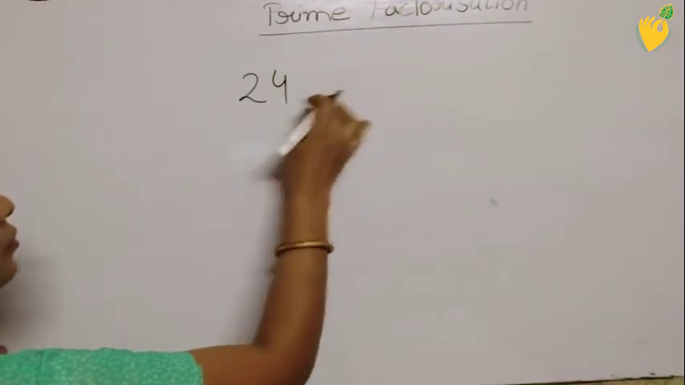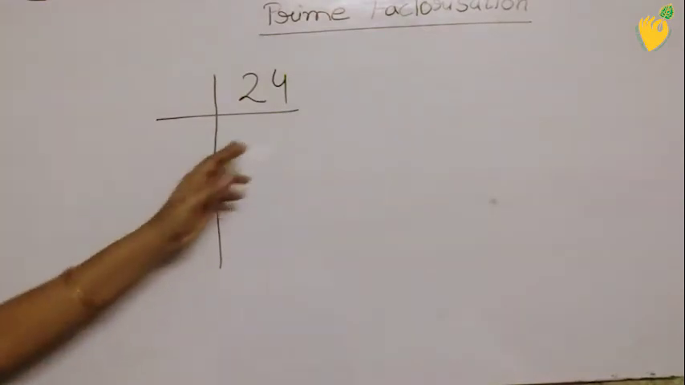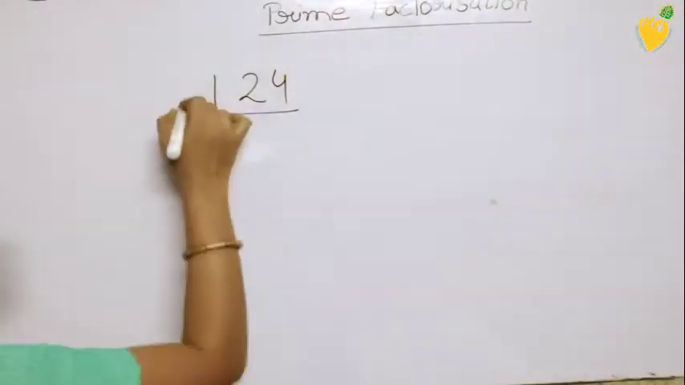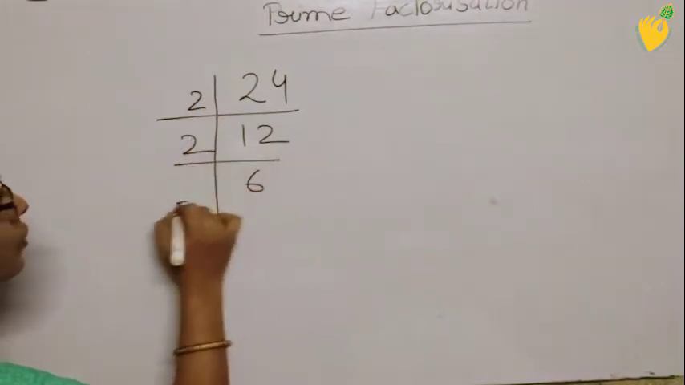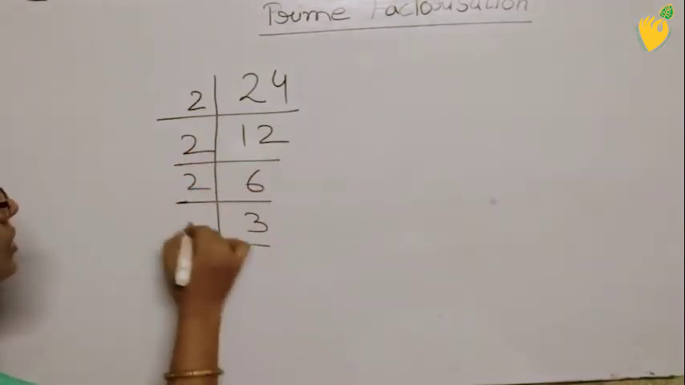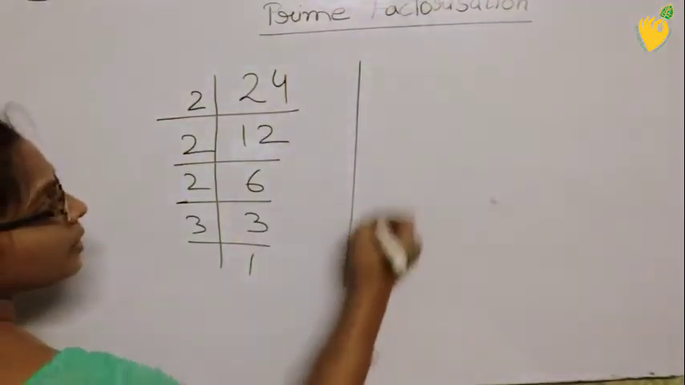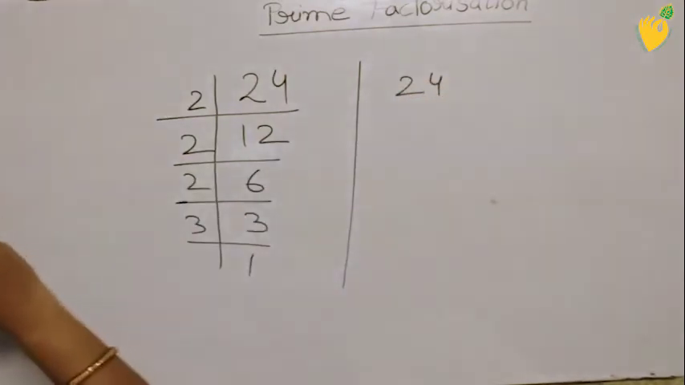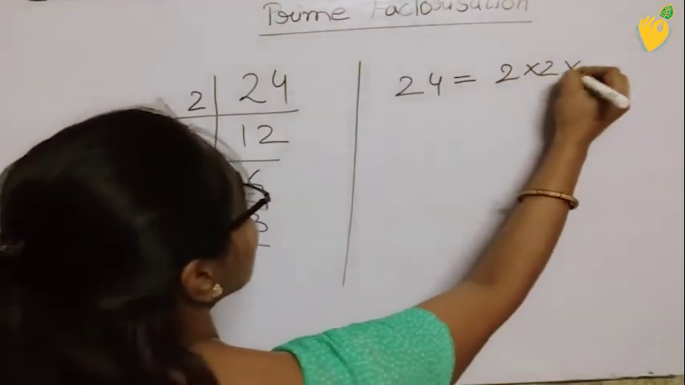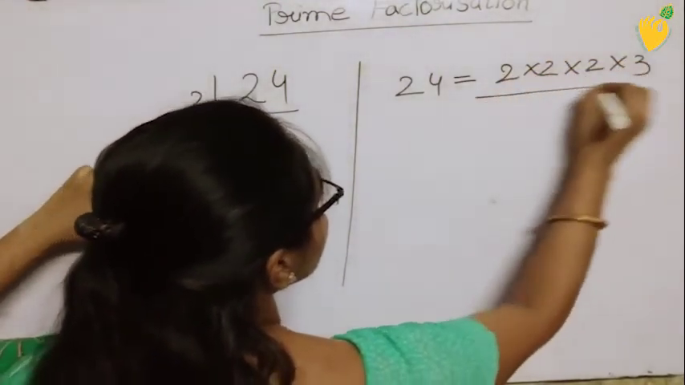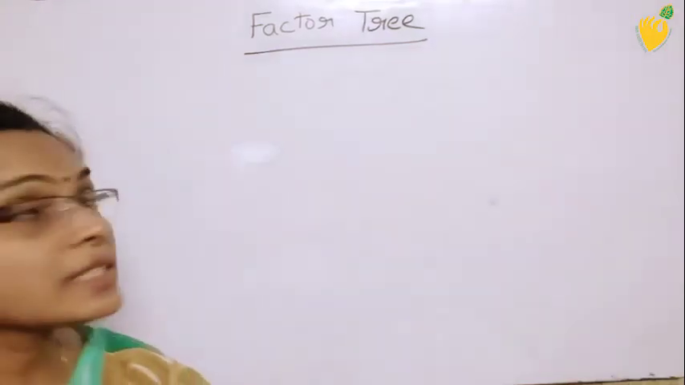So students, what is a prime number? A number having two factors only. So you will divide 24 by the prime numbers only. 2 1 ja 2, 2 2 ja 4, again by 2, 2 6 ja 12, again by 2, 2 3 ja 6, again by 3, 1 ja 3. And you have to write these prime factors in the product form, in the multiplication form, that is 2 into 2 into 2 into 3.